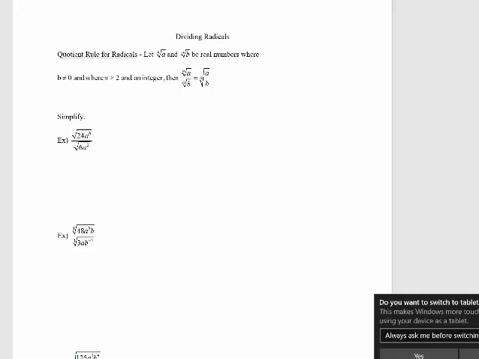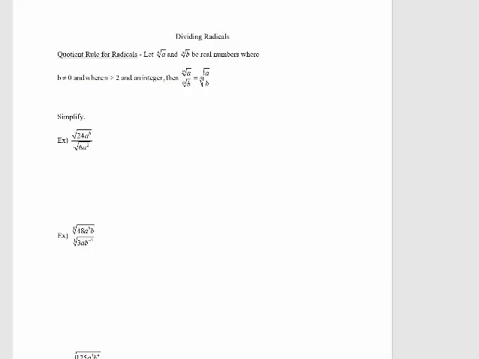In this video, we're going to talk about dividing radicals. Before we do that, let's talk about the quotient rule for radicals. So let the nth root of a and the nth root of b be real numbers where b does not equal 0 and where n is greater than or equal to 2 and also an integer. Then the nth root of a divided by the nth root of b is equal to the nth root of a divided by b. All right, so let's take a look at a couple of scenarios where this quotient rule would come in handy.